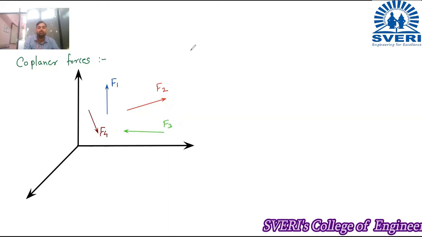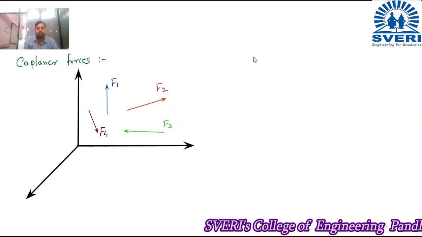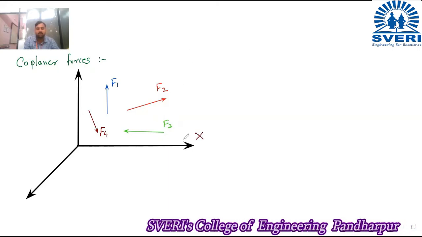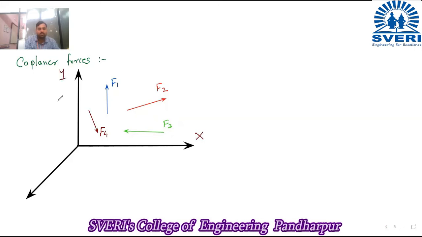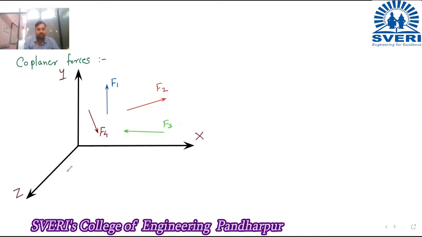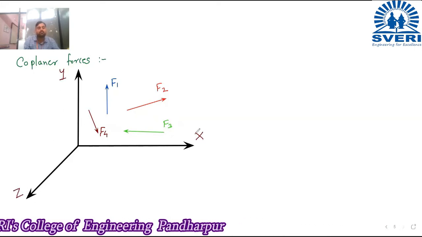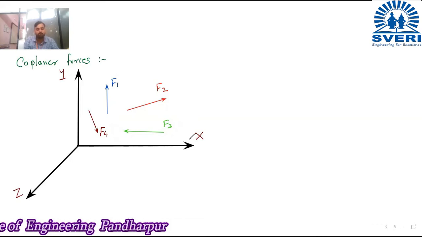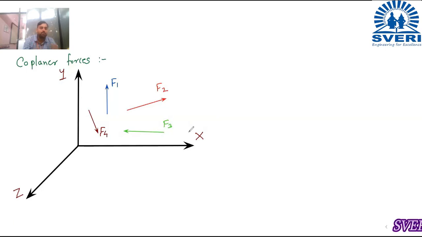If I give names to the axes, this is my x-axis, this is the y-axis, and this is the z-axis. Here you can see all these forces are acting in the xy plane. All the forces, F1, F2, F3, F4, are acting in the xy plane. So we can call them coplanar forces.